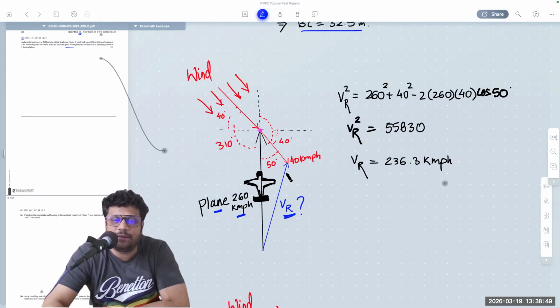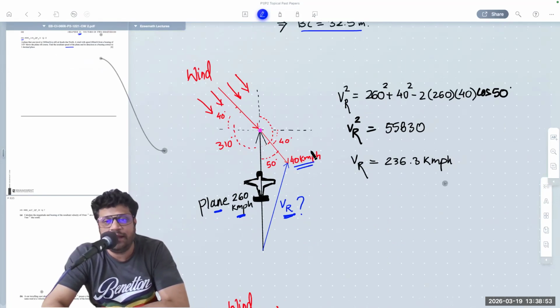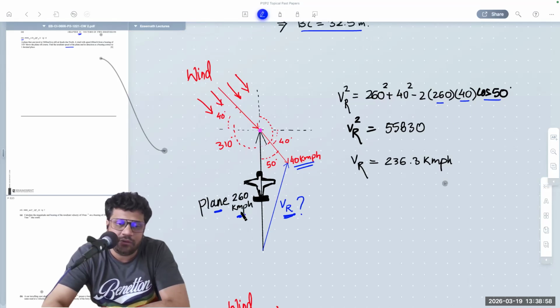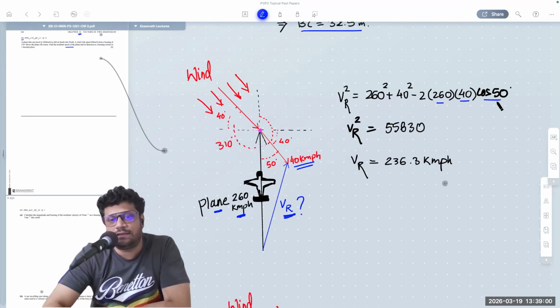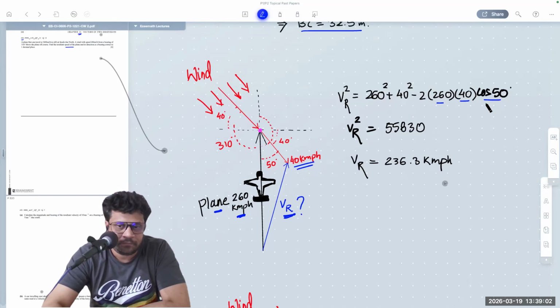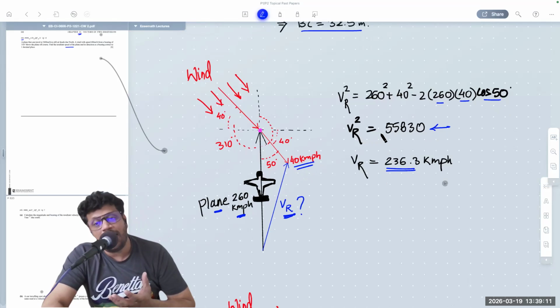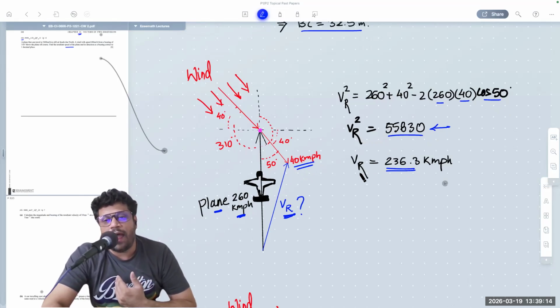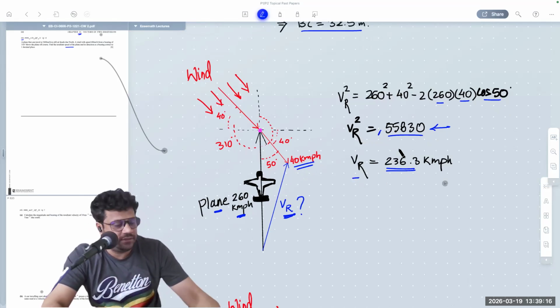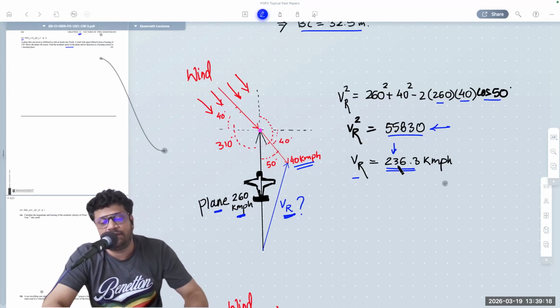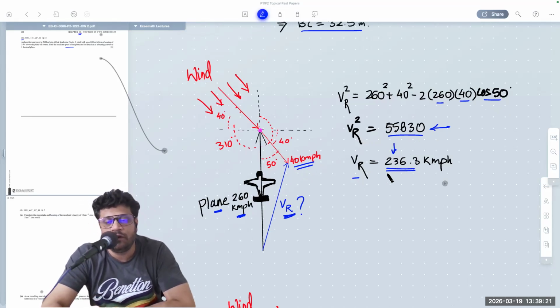VR square is supposed to be 260 square plus 40 square minus 2 into 260 into 40 into cos of the angle between those two velocities, 260 and 40. There's a 50-degree angle between them. And the velocity resultant comes out to be 236.3. Again, I have made sure that VR square is being talked about here. VR is going to be the square root of this, 236.3. So that's the resultant velocity the plane is going to move with.